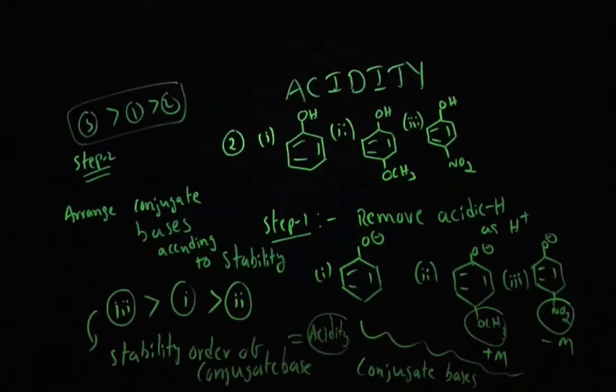Whenever the examiner asks you to arrange the following compounds in increasing or decreasing order of acidity, you have to do these two steps. First step, identify the acidic hydrogen and remove it. Then identify the stability order of the conjugate bases. Step 2 is all about arranging the conjugate bases according to stability order. The stability order will be equal to the acidity order. That's it, guys. Very simple.